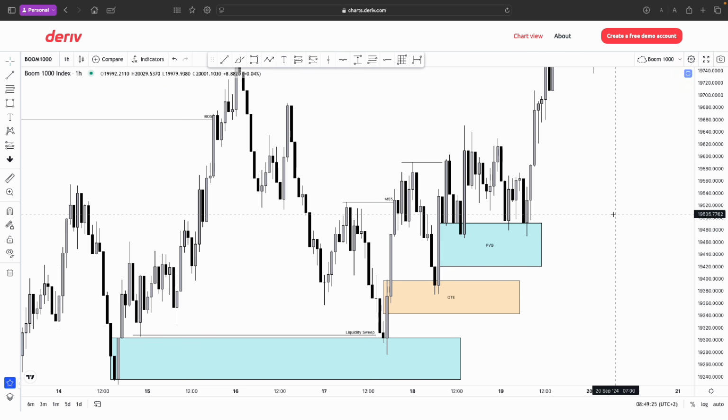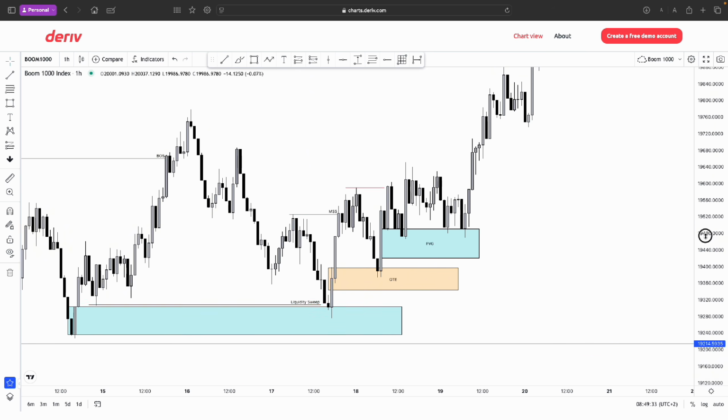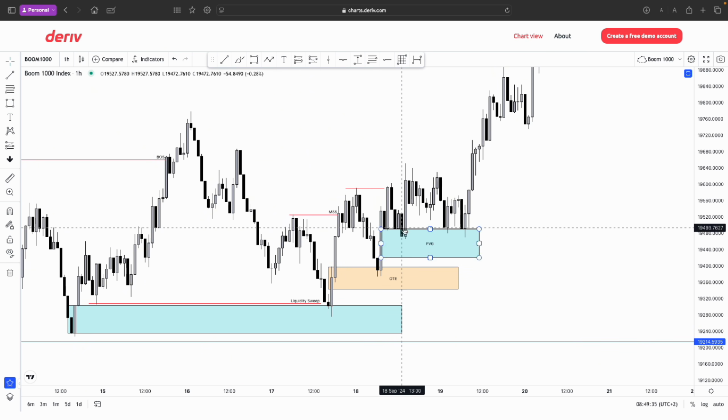Price entered from our fair value gap, we had a nice big push. So this was the first initial entry that I was looking for.